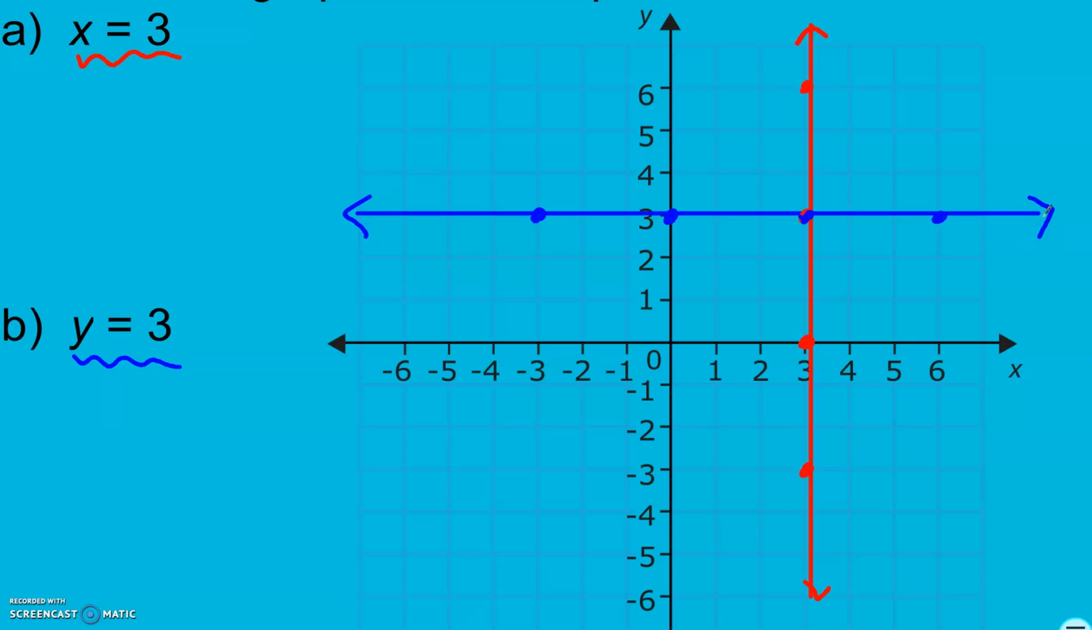And there we go. If it's just x equals a number, it's a vertical line through that intercept. If it's y equals a number, it's a horizontal line through that intercept.